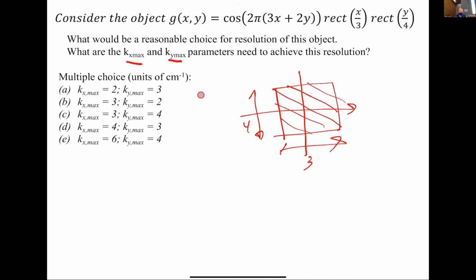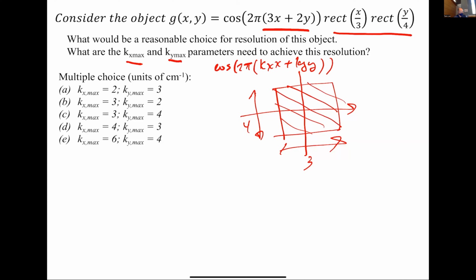Okay. So does this matter at all, the rect x of 3, rect y of 4? No, right? That's the field of view. We already dealt with that. That determines our delta kx, delta ky, right? So we can ignore that. So now we just have to focus on this, right? This has the form cosine 2 pi (kx x plus ky y), right?